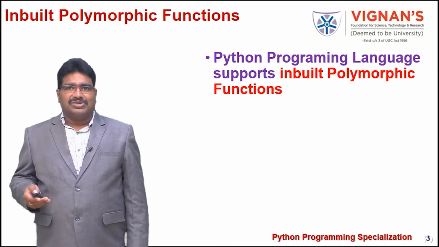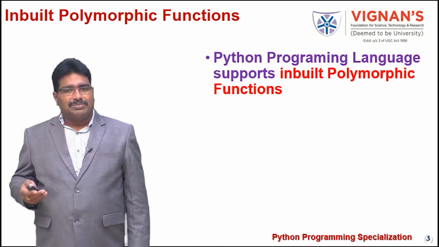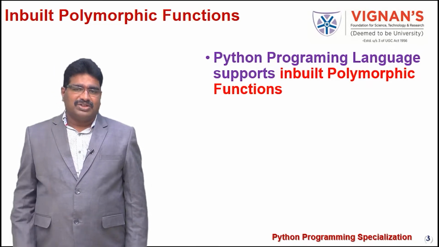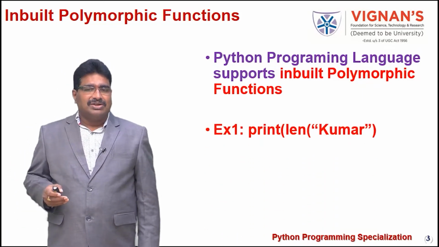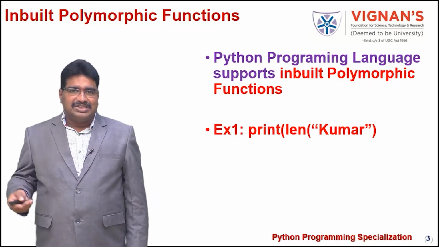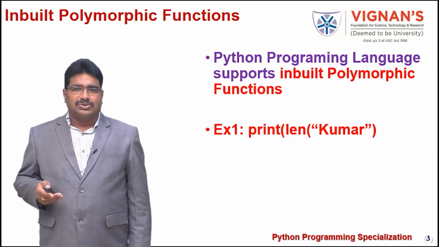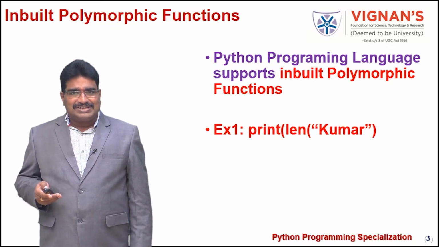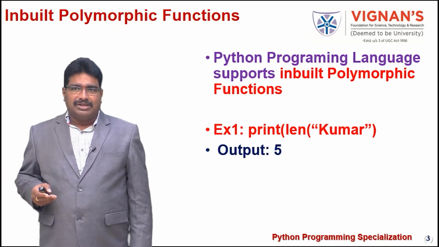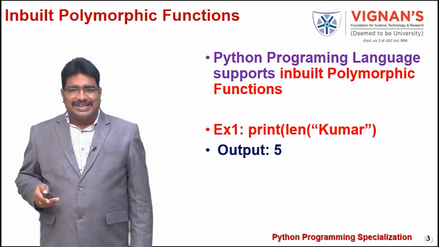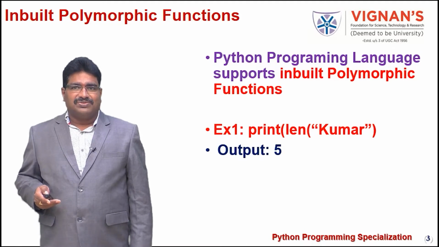In today's class, we try to discuss function overloading in the Python programming language. Python supports inbuilt polymorphic functions. One example is the length function. len is one of the predefined functions, and if you pass a string as a parameter to the len function, it simply returns the length of that string. For example, if you pass Kumar as a parameter, it returns the value 5 because the total length of the Kumar string is 5.